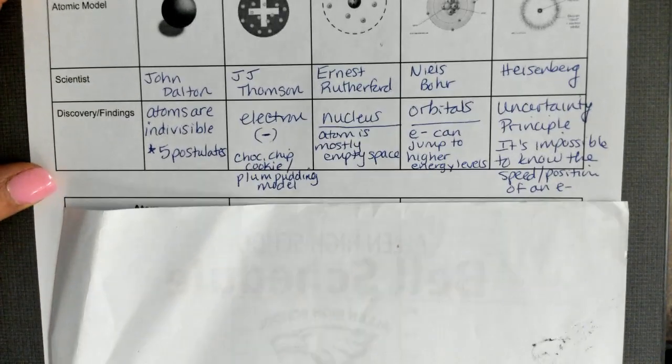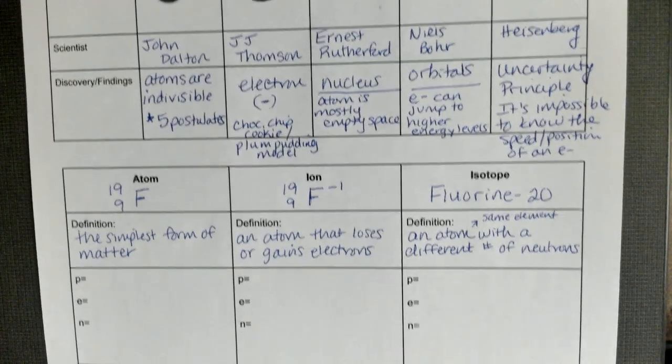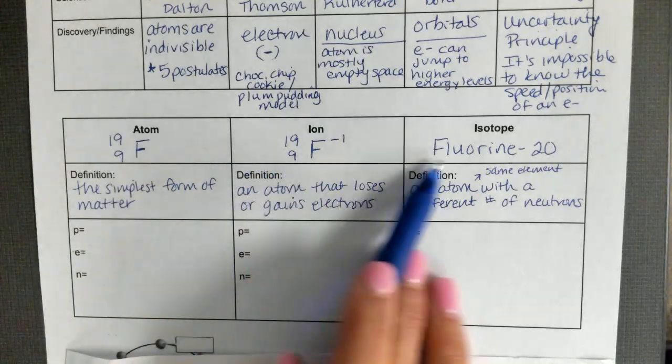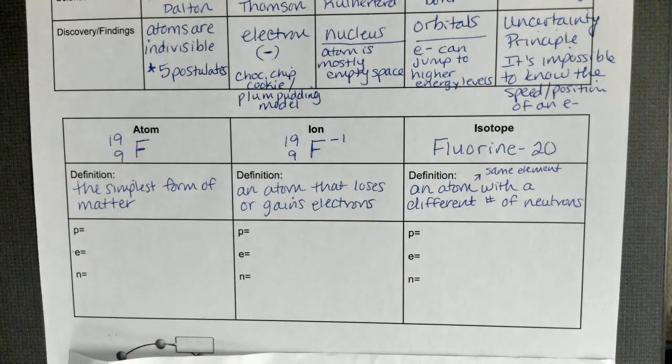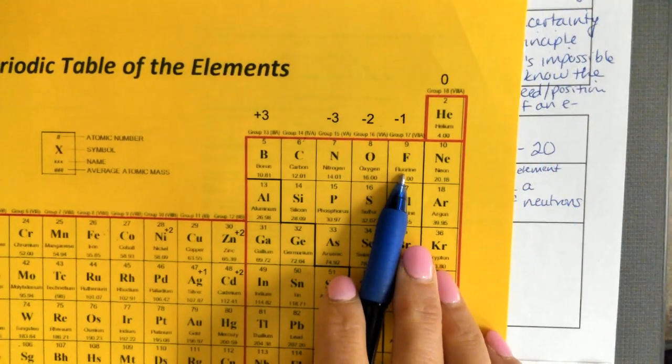Now let's go ahead and review notes 2. So this is where we are comparing and contrasting atoms, ions, and isotopes. So I just picked a random element. I picked fluorine. So if I find fluorine on the periodic table, it's right here.